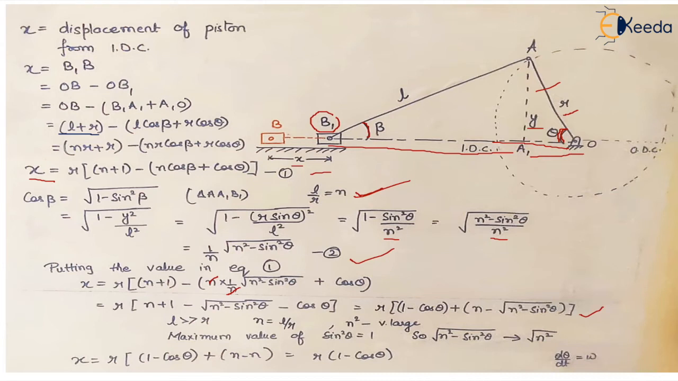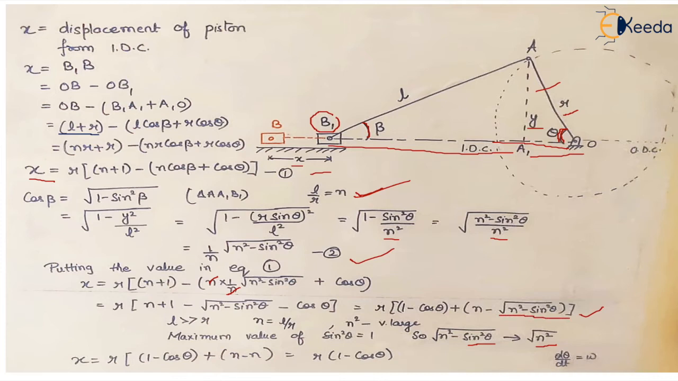Now in cases when L is very large in comparison to r, which is the length of the crank, what happens? n is what, L upon r. If L is very large and r is very small, so n square will also become very large, right? And what can be the maximum value of sine theta? It can be 1. So from a very large quantity, even if we are subtracting 1, it will not have much impact. So we can replace this term of sine square theta. So this under root n square minus sine square theta is almost equivalent to under root n square. So we'll replace it directly in the equation.